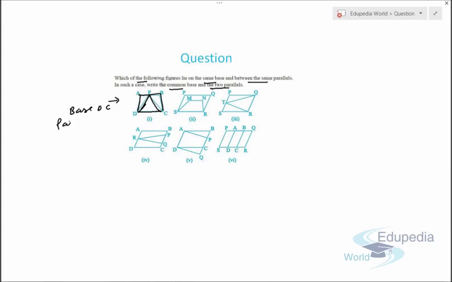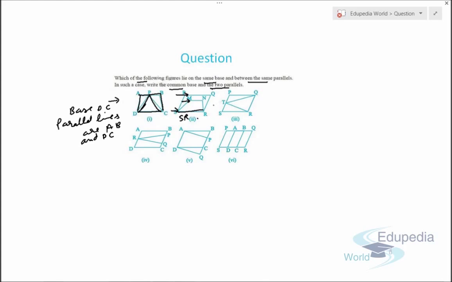So the parallel lines are AB and DC. Similarly, for figure 2, we can say that they have the same base SR. However, they are not between the same parallel lines. See, this figure lies between PQ and SR, however this figure lies between MN and SR. So this figure doesn't have the same parallel lines.